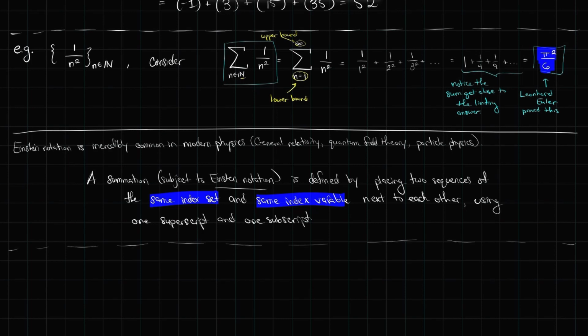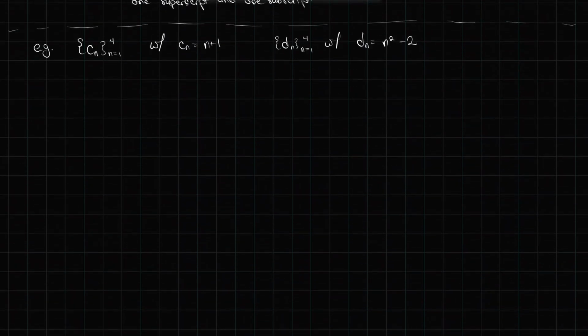So as an example here, which I already kind of showed, but let's do it in reality. Let's do Cn from 1 to 4, with Cn defined by n plus 1, and let's do d sub n going from 1 to 4, with d sub n defined by n squared minus 2. An Einstein summation occurs when we place C with a subscript n next to D with a superscript n.